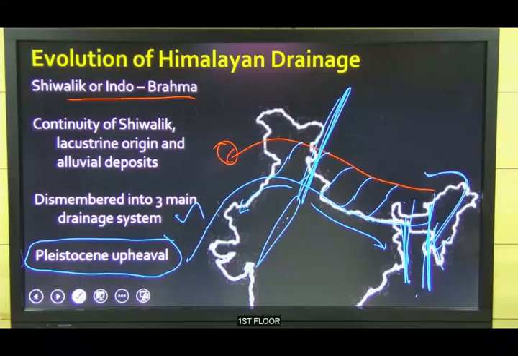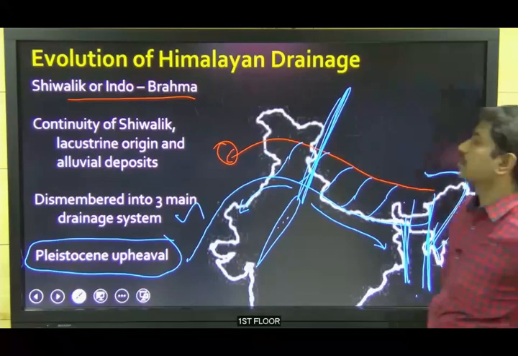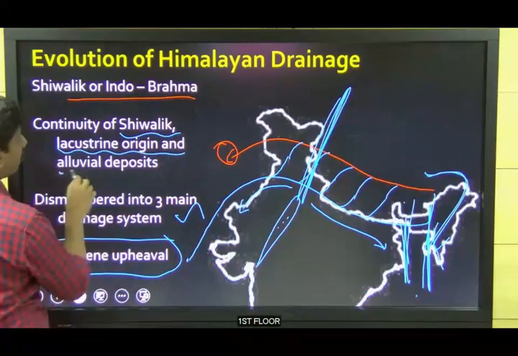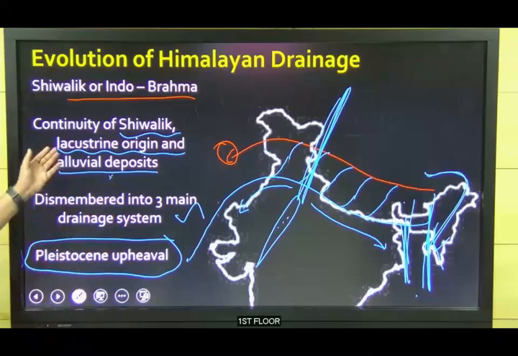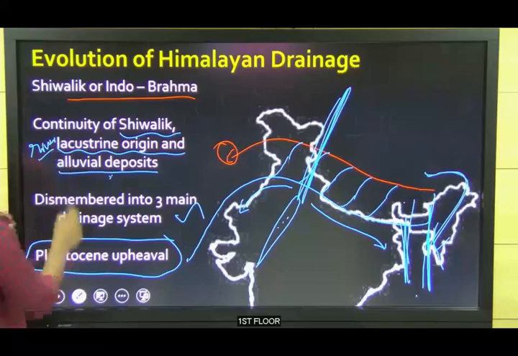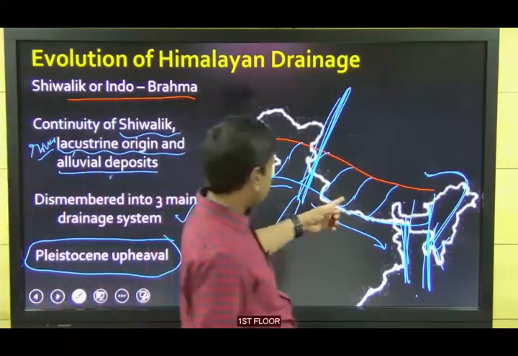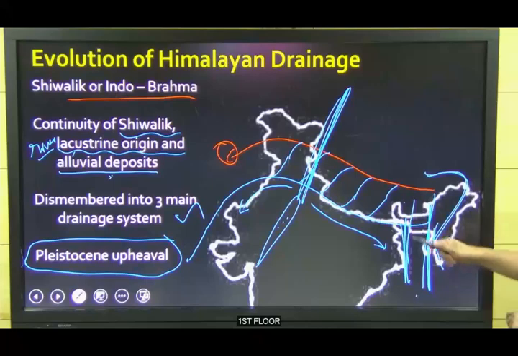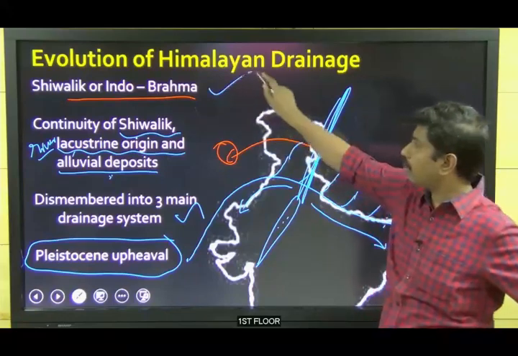So what is the evidence for this theory? It is the Shivalik mountain, which is now full of alluvial and lacustrine deposits. Lacustrine means something related to river deposits. The present day Shivalik range is full of lacustrine deposits, which means riverine deposits. So the deposits in the Shivalik range have come from this river, which is known as Shivalik or Indo-Brahma.